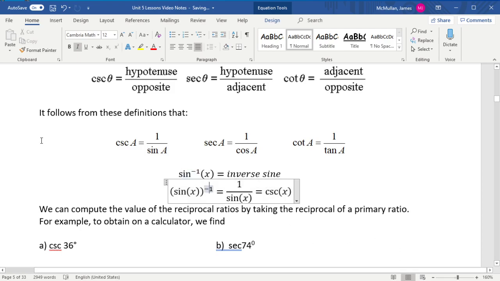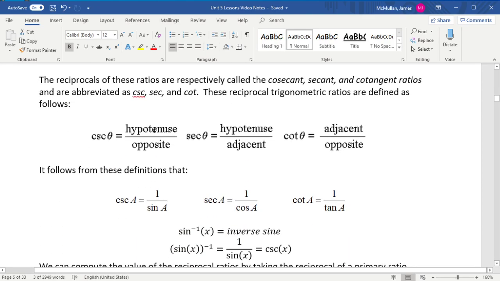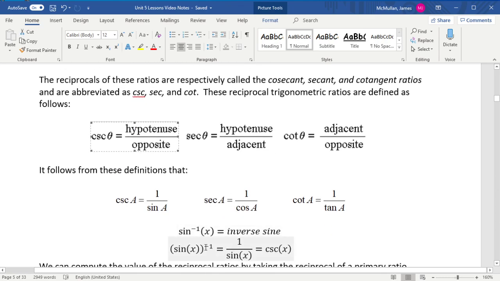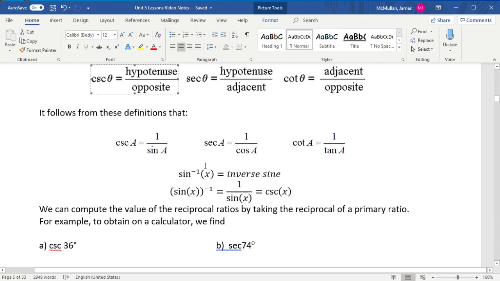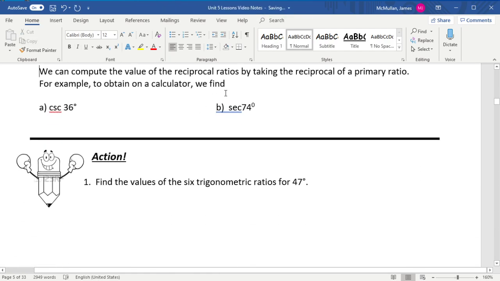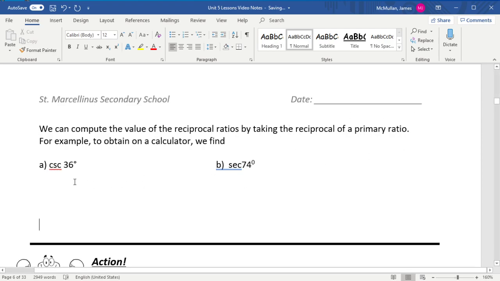So these three, they're called the reciprocal identities because they're flipped over fractions, and you know how to flip over a fraction. You raise it to the power of -1. So just be a bit careful. A -1 here is inverse. A -1 here is reciprocal. So how do we compute the value of a reciprocal ratio? All we have to do is the reciprocal of the primary ratio.